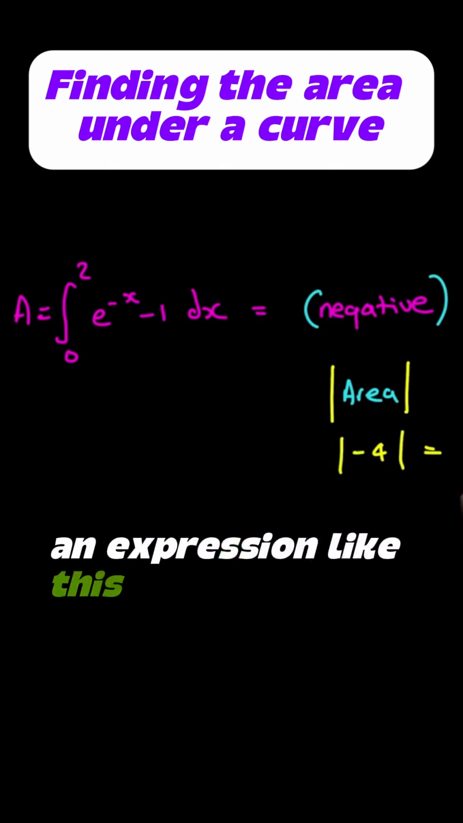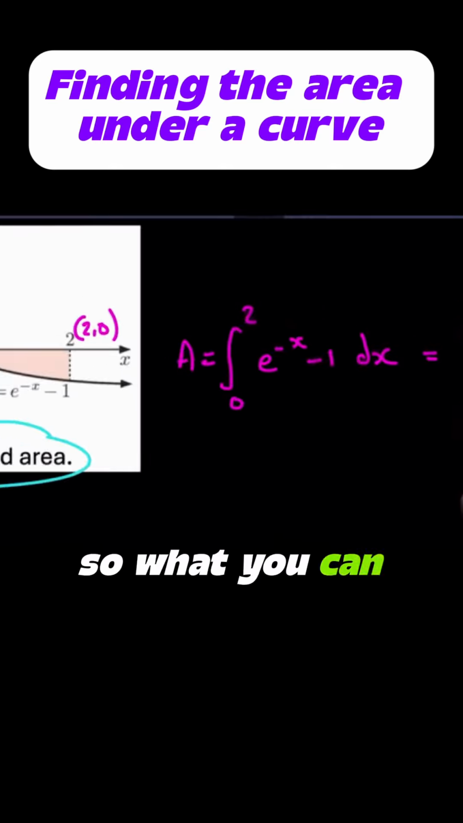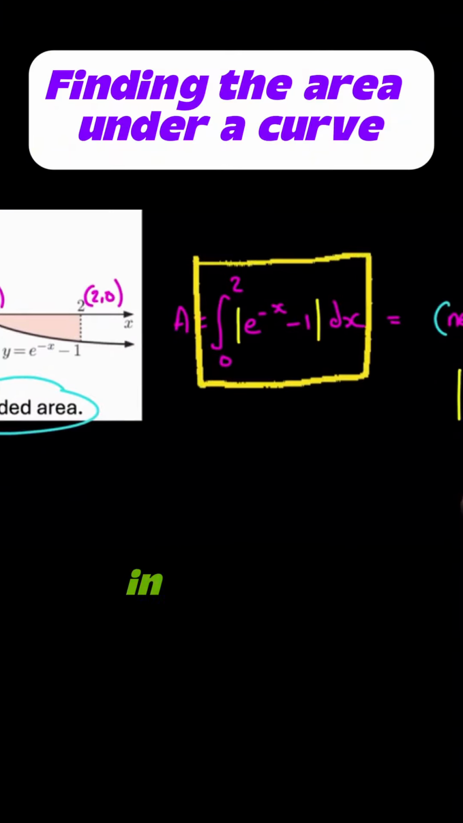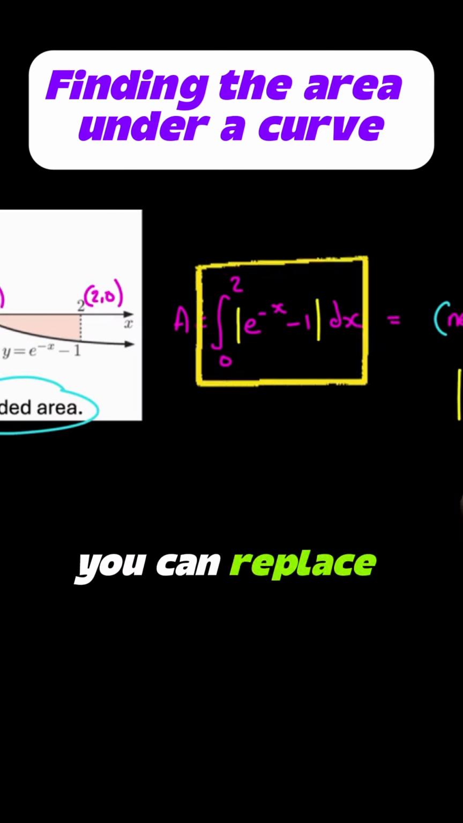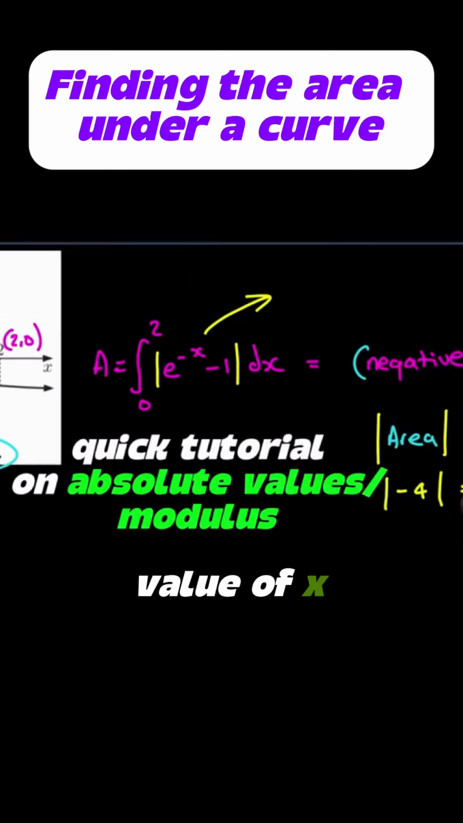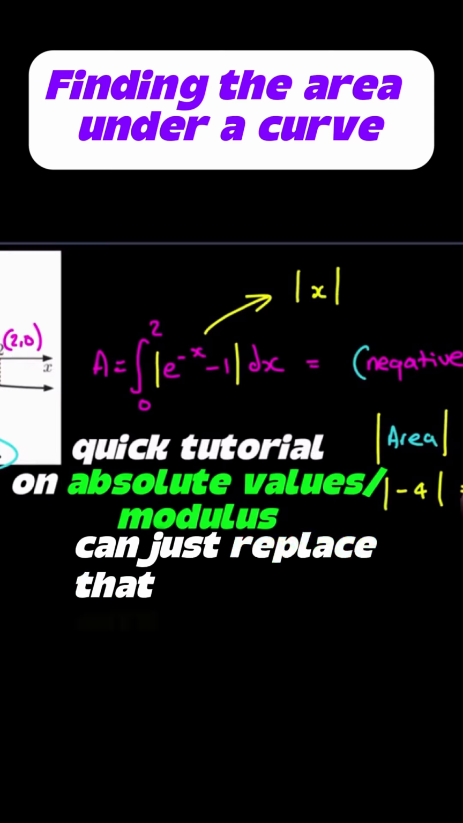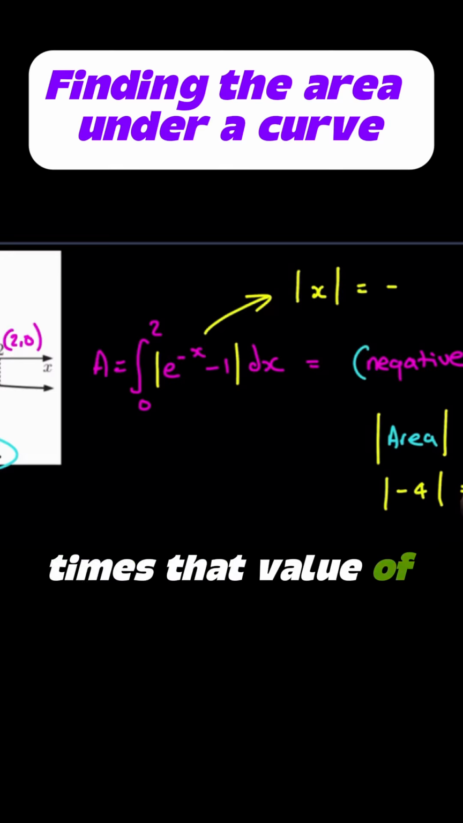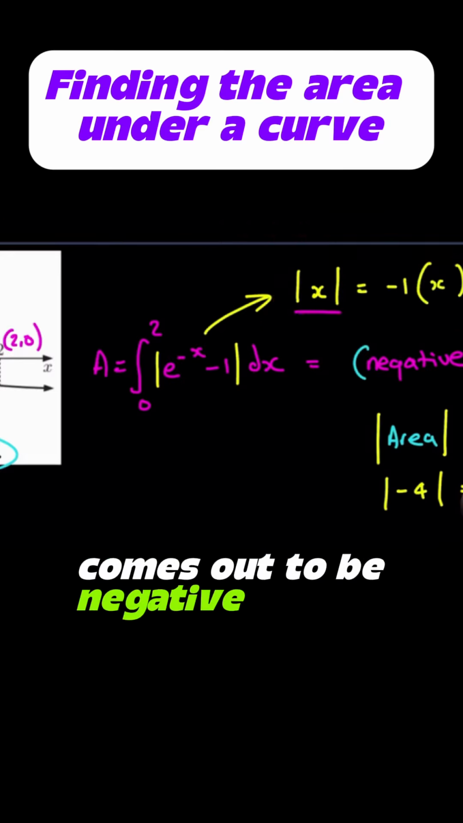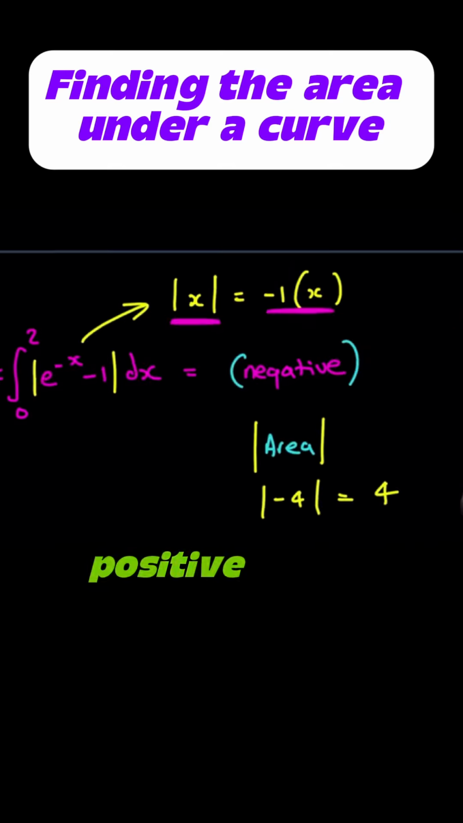When it's an expression like this, it's sometimes a little bit more difficult if you have to do it by hand or without a calculator. So what you can do is take the absolute value at the very beginning, right? Because in doing so, if you have the absolute value of x and you knew that x was going to be negative, you can just replace that with -1 times that value of x. Because now, whatever that value is that comes out to be negative, when we multiply it by -1, we would end up with a positive value.